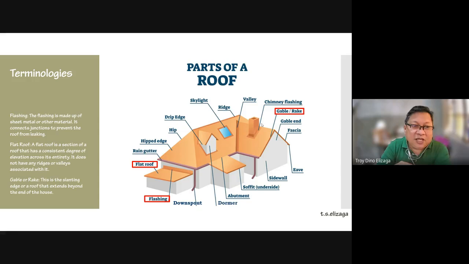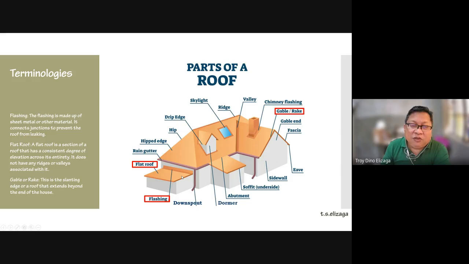A flat roof is a section of a roof that has a consistent degree of elevation across its entirety. So it's very easy to understand what a flat roof is. It does not have any ridges or valleys associated with it. We'll learn about ridge and valley later. But a flat roof is not actually flat. It should not be really flat. I mentioned earlier that I call this a shed, although technically it is a flat roof.